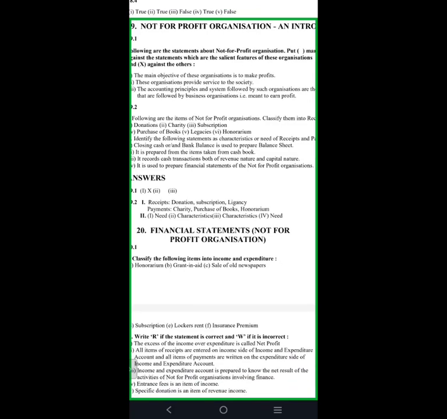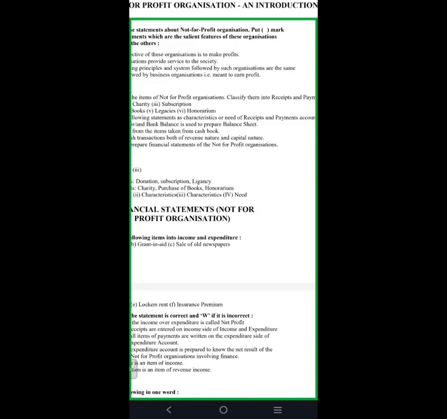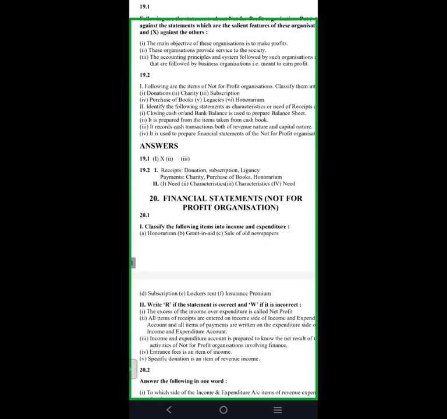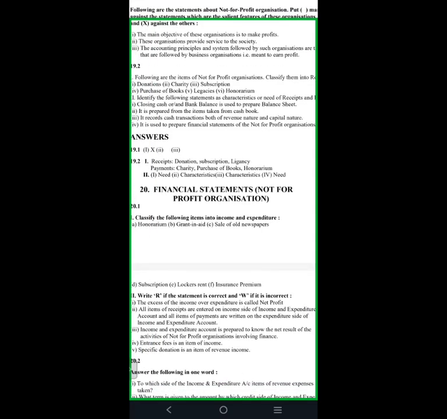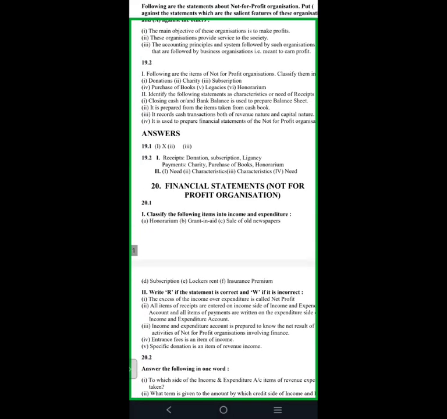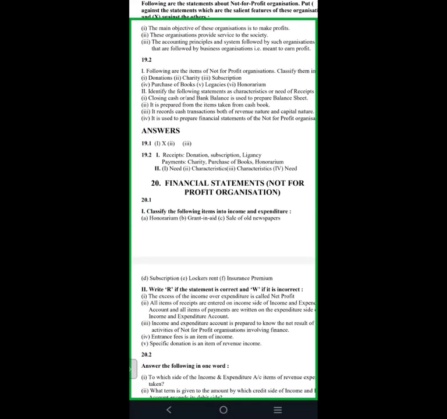Identify the following statements as characteristics or need of receipts and payment account. Closing cash and bank balance is used to prepare balance sheet. A need. It is prepared from the items taken from the cash book. The characteristics.